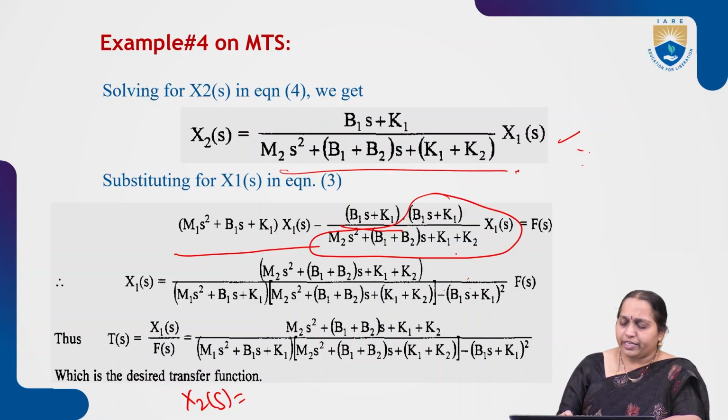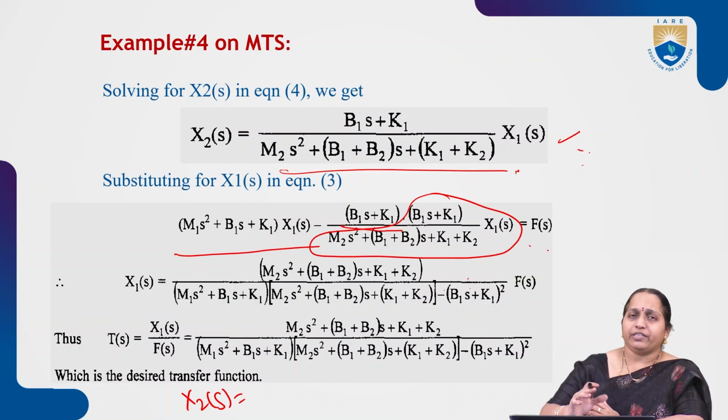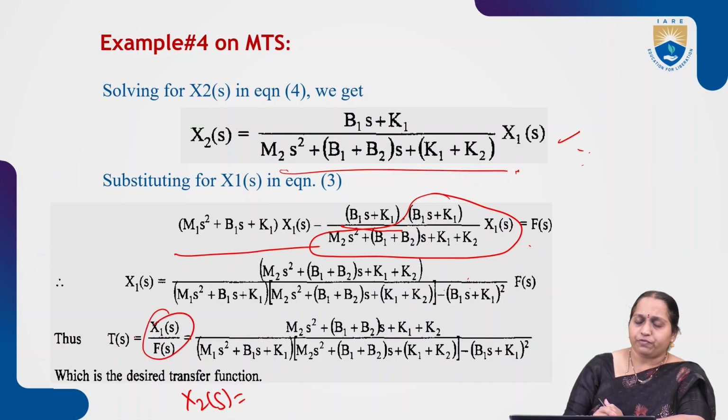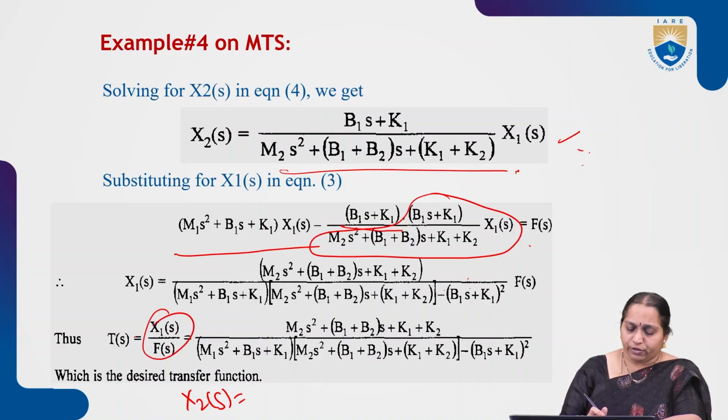Now rearrange. Take x1 of s common in this equation, and then after writing the equation, take all other terms on the other side. That is, try to extract the ratio x1 of s by f of s. That itself will give you the transfer function.